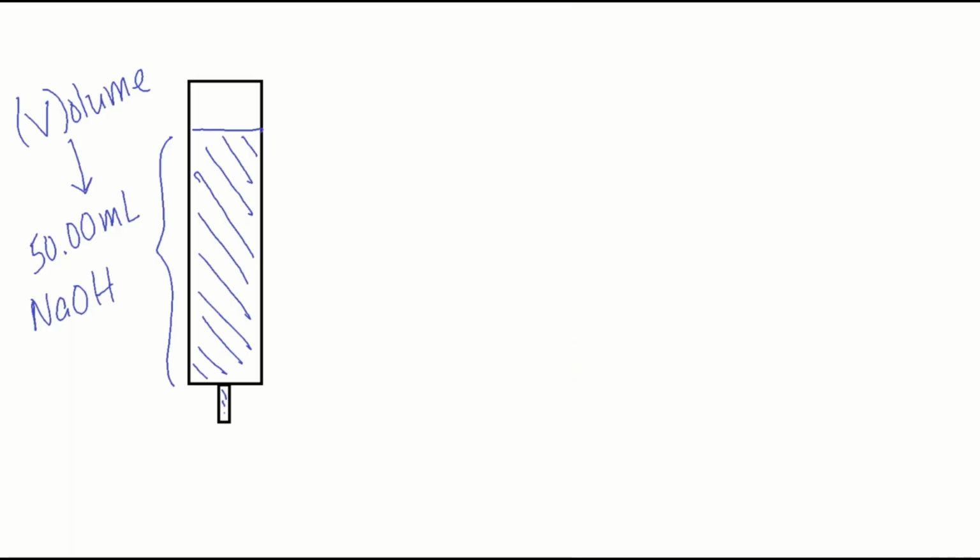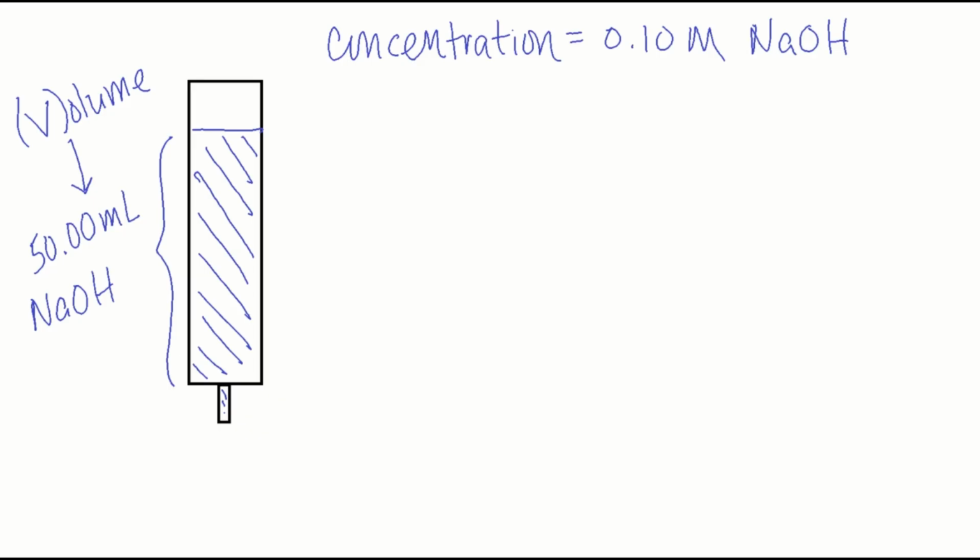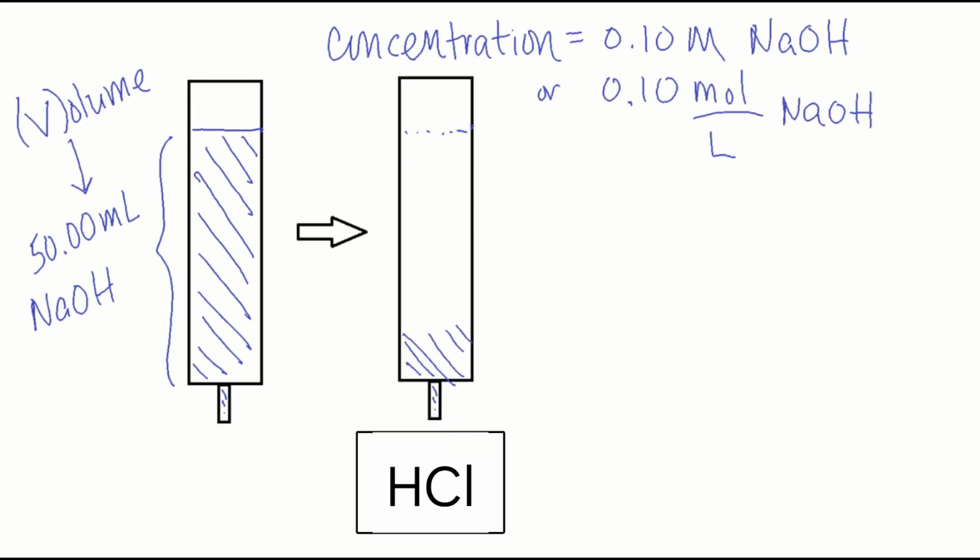You've got a 50 milliliter burette filled with sodium hydroxide, NaOH. We're given the concentration of NaOH as 0.10 molarity. We can also write that as moles per liter. You use that to titrate an unknown concentration of hydrochloric acid, HCl. Let's just say it took 30.50 milliliters of your base to neutralize the hydrochloric acid.